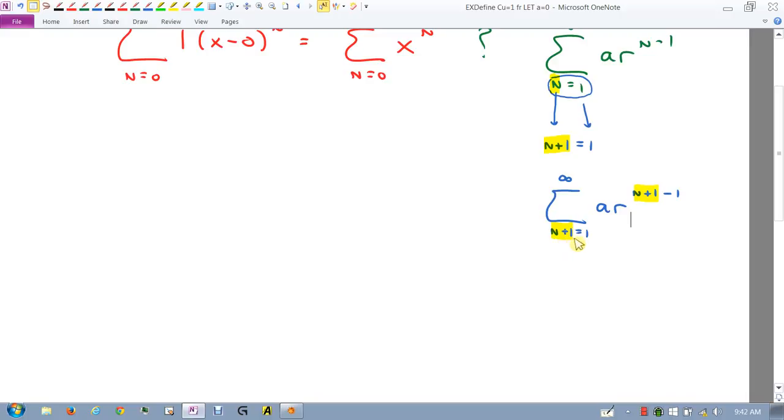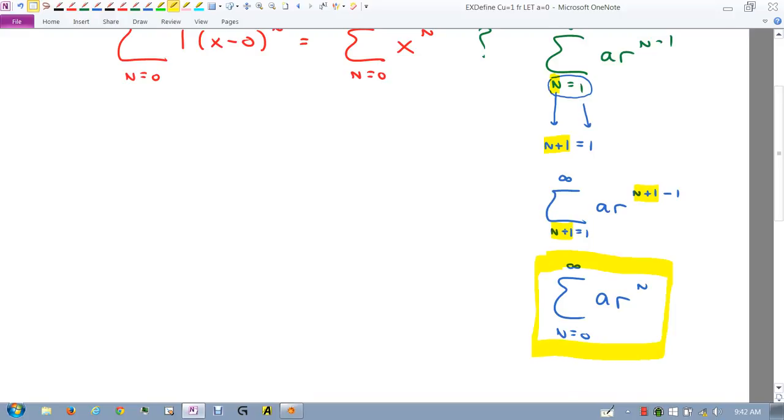Now, what does this equation turn into? What's n plus 1 equals 1? N equals 0, right? That's the same thing. So that really becomes n equals 0. And this is a r to the what? What's n plus 1 minus 1? N, right? So this right here is an equivalent form of a geometric series.